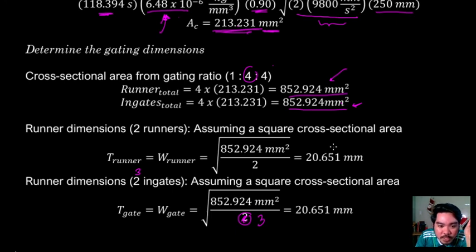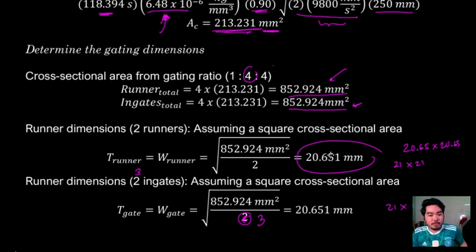So, if the cross-sectional area is square, then we just get the square root to get the dimensions. So our runners will have a cross-sectional area of 20.65 by 20.65. And if you want to make it easier for our pattern makers or casting personnel, we should just make it 21 by 21 so it is easier for them to make these runners. So 21 by 21, and this also 21 by 21. Okay? So is it clear?